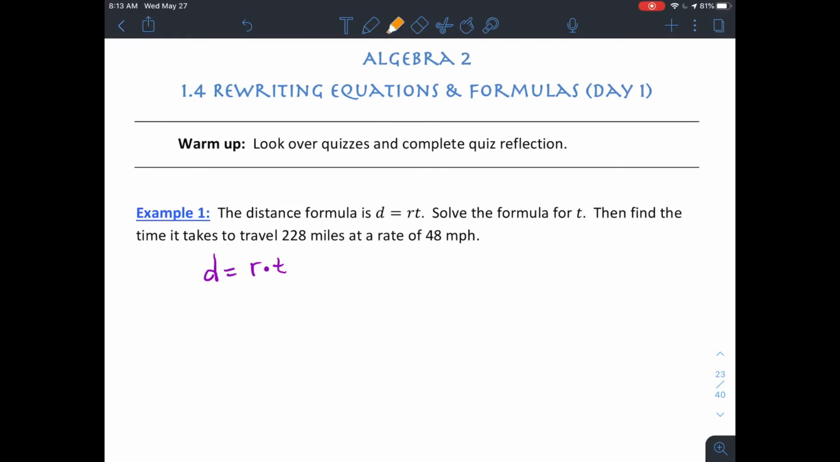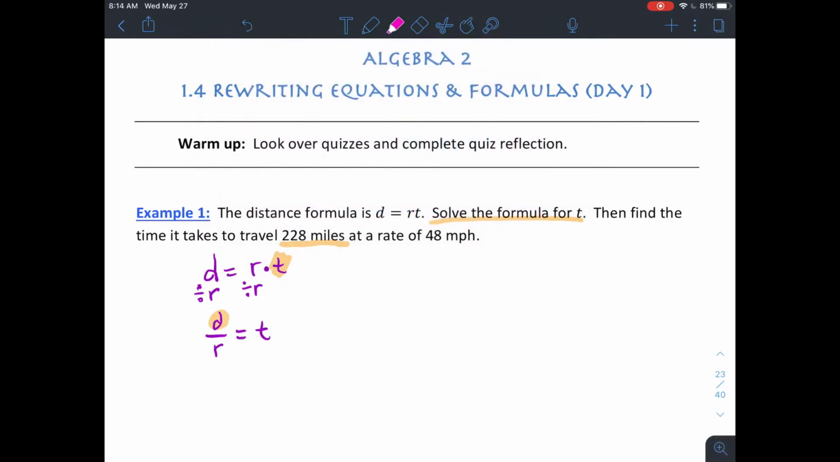Okay, we're going to work on solving some equations that have multiple variables. So we want to solve the distance formula for t and then use it to find the amount of time it takes to travel 228 miles at a rate of 48 miles per hour. So we're solving for t, which means r and t are being multiplied together. To get t by itself, we need to divide both sides by r. That way we just get 1t. So t equals d over r.